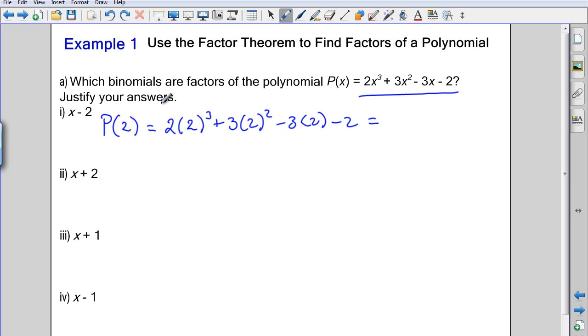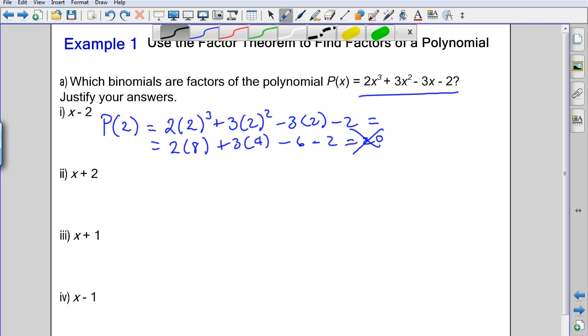And once you do the calculation, this does work out to be not 0, which is really all we're concerned about. So when we multiply this through, I'll try and do it underneath here, 2 multiplied by 8 plus 3 multiplied by 4 minus 6 minus 2. And I can just do this in my head. I've got 16 plus 12 is 28. Well, 28 minus 8 doesn't give me 0. It actually, in fact, gives me 20. But I don't even need to finish this, because once I know it's not equal to 0, I know that x minus 2 is not a factor. And then I can continue with my next one.